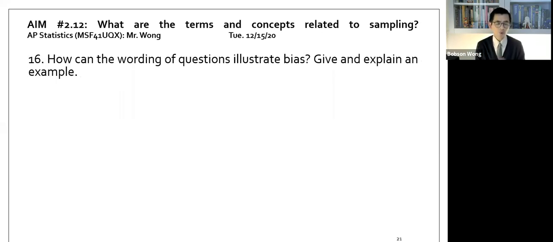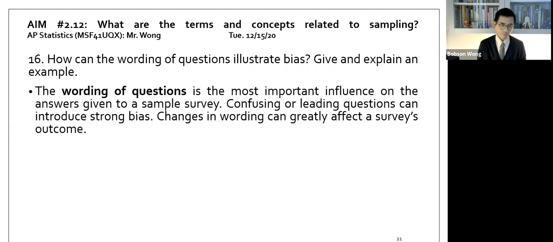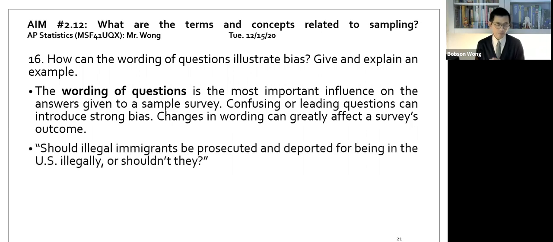So how does the wording of questions illustrate bias? Wording can be very dangerous. If you phrase things in the right way, you can influence people's responses. Here's one example. Should illegal immigrants be prosecuted and deported for being in the US illegally, or shouldn't they? Now, just by reading this, it already puts a negative idea on the idea of illegal immigration. Even the term illegal immigration, it's illegal. That puts a negative connotation on it. They should be deported. They should be prosecuted. They should be deported. Why are they here?